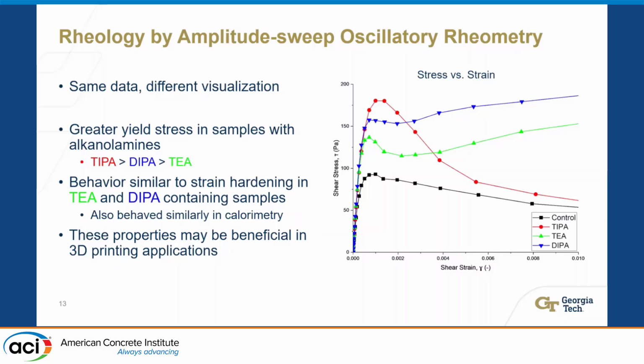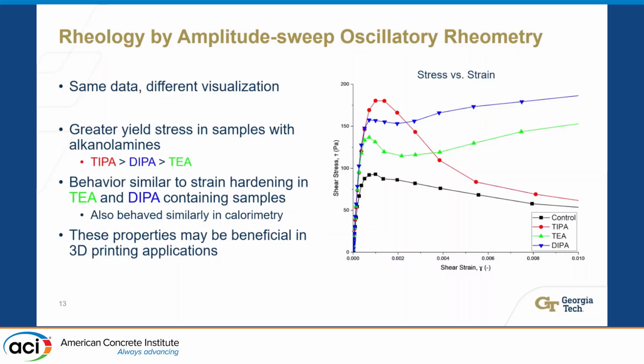And that curving out behavior that we saw in that other graph looks something like strain hardening in the TEA and DIPA containing samples, which were the ones that behaved similarly in the calorimetry. So these properties might be beneficial in 3D printing applications when we want the layers to hold their own weight and, of course, the layers above.